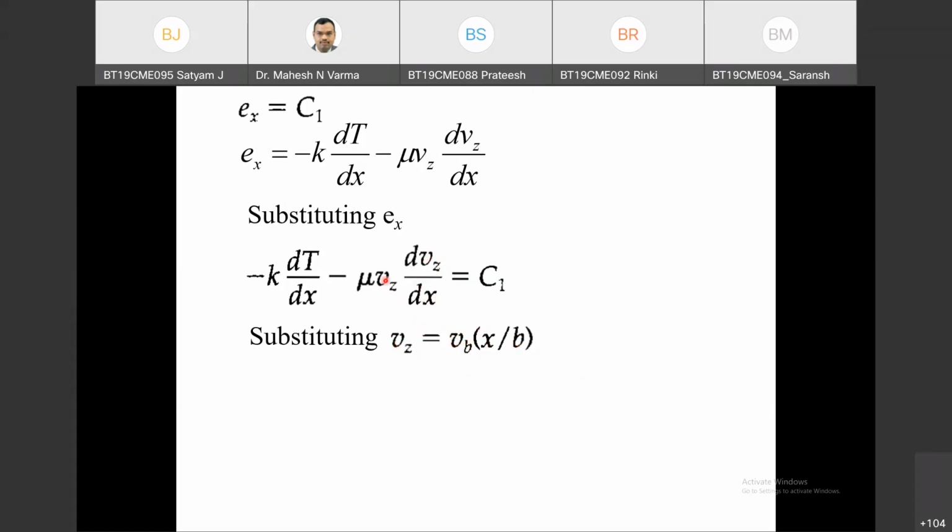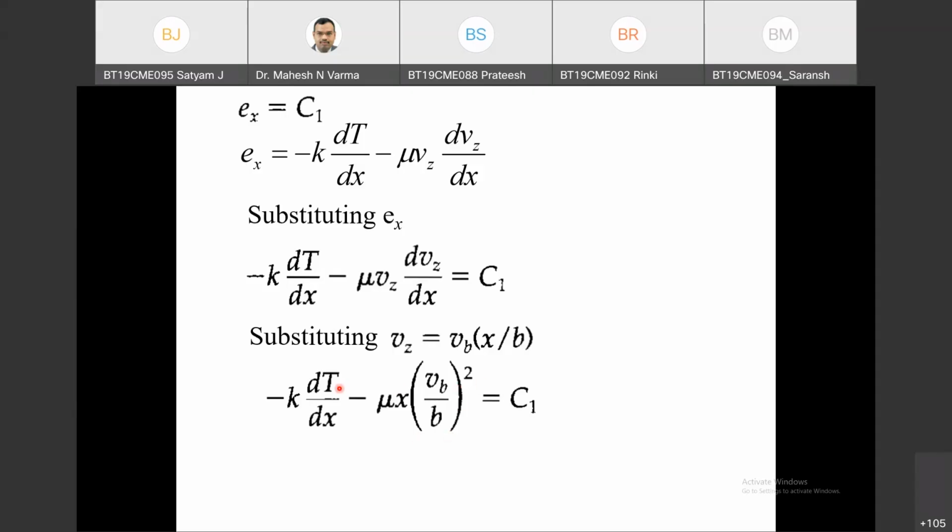Substituting this Vz here, Vb into x by b, and this will be Vb by b. So substituting this, this differential will be eliminated. Differential of the variable velocity will be eliminated with this constant. And you can see this mu Vb by b squared is nothing but can be interpreted as heat appearing because of viscous dissipation.